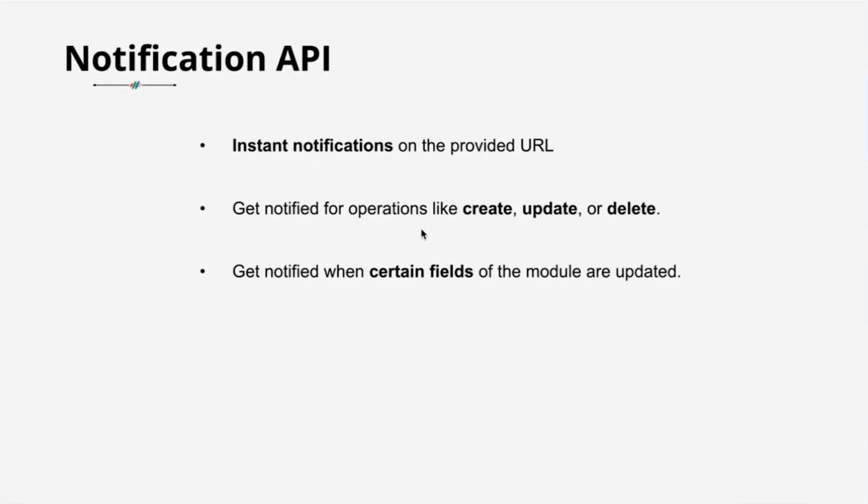And I talked about a deal being won very soon. So in that case, the major field that would be updated would be the stage field. So whatever stage the deal is in, it is going to be moved to closed one once it is won. So in that case, you can choose to be notified only when certain fields of the module are updated. So when you subscribe to the update operation, you could also apply criteria over field, which means whenever the stage value is updated, I want to be notified. So this is also possible using the notification API.